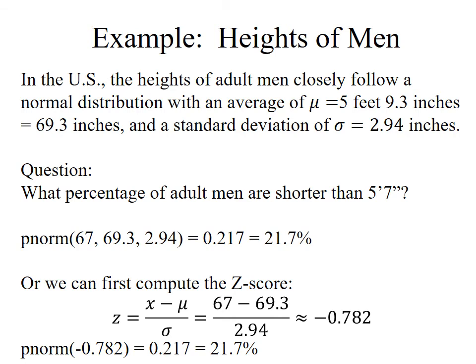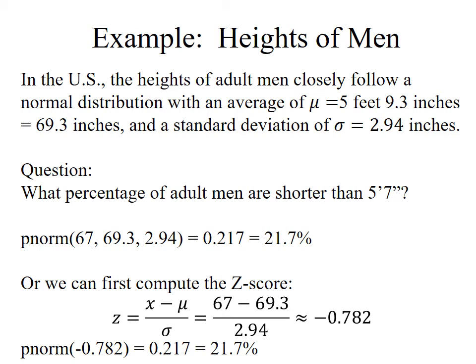One thing that is normally distributed is the heights of adults. In the United States, the heights of adult men closely follow a normal distribution with an average height of 5 feet 9.3 inches, that's 69.3 inches, and a standard deviation of 2.94 inches. So here's a question I could ask. What percentage of adult men in the US are shorter than 5 foot 7 inches?